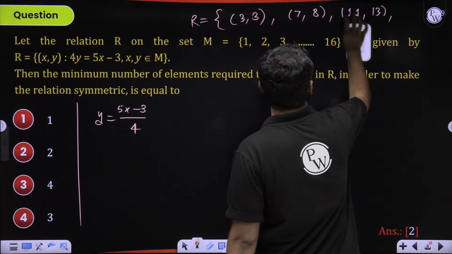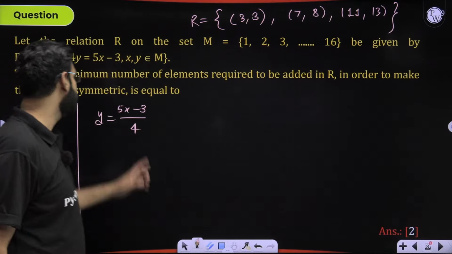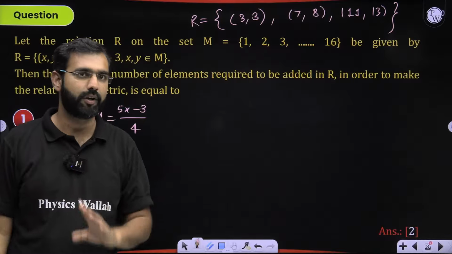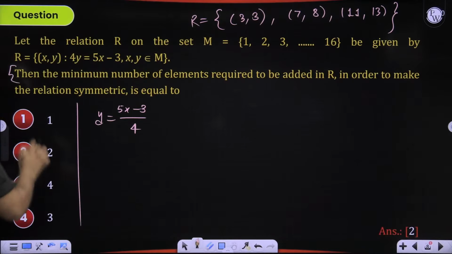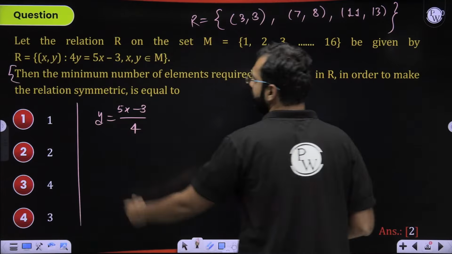So I'll stop here, because now I'm getting the larger values. Even with 16, it is not there. So these three elements will get in the set R. Everybody got that? Now, the problem here is, what are we told? The minimum number of elements required to be added in R, in order to make the relation symmetric.